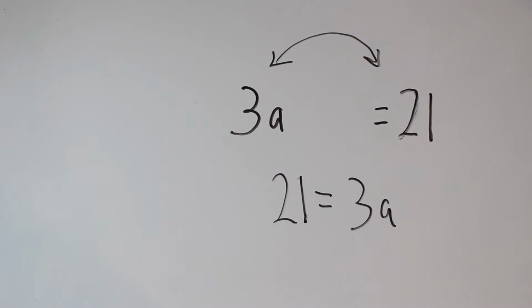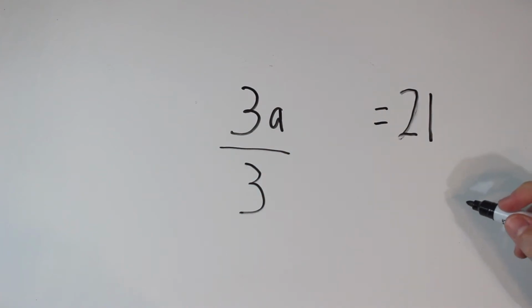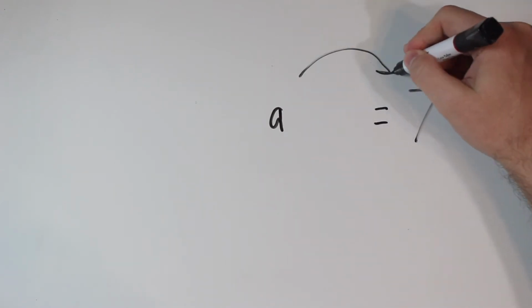Now, let's undo the multiplication here. 3a divided by 3 is a. 21 divided by 3 is 7. Now we have a equals 7. Once again, your power-up will want you to write it the other way around. 7 equals a.